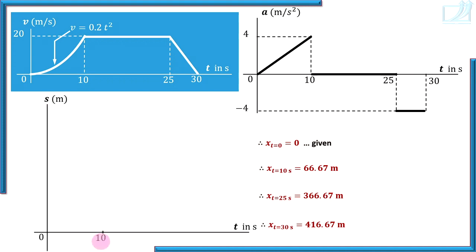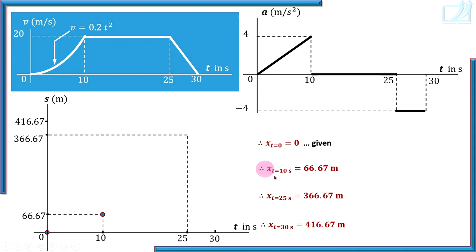Now insert instants 0, 10, 25 and 30, and now highest value first 416.67, and with reference to that we will mark all other values. 366.67, this is 66.67, and plot those points. At t equal to 0, displacement is 0 or x is 0. At t equal to 10, x is 66.67. At t equal to 25, x is 366.67. And at t equal to 30, x is 416.67. And don't get confused at all. If initial position is at origin, then at any given instant displacement and position are same. So the position time diagram is nothing but the displacement time diagram.